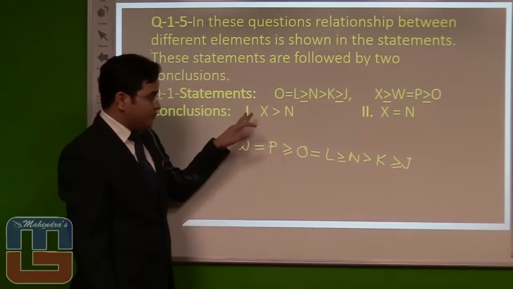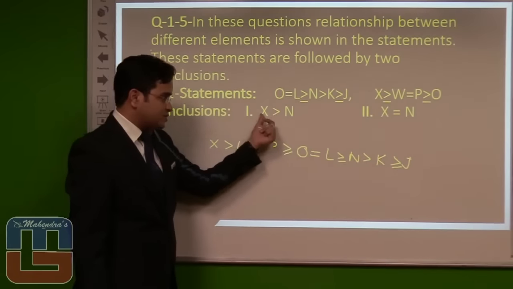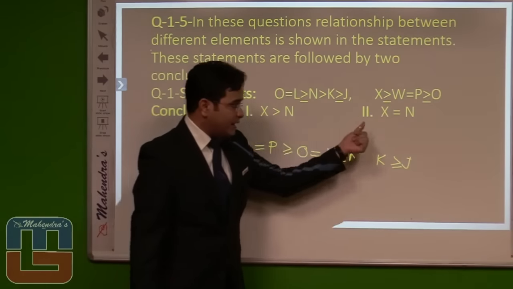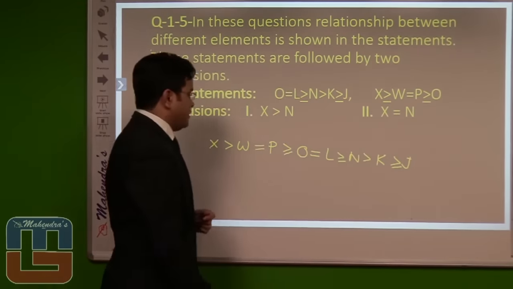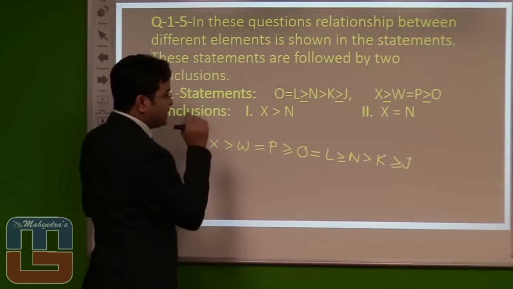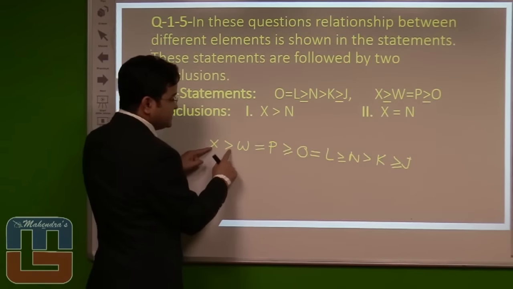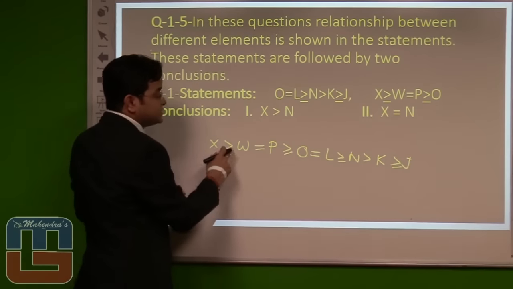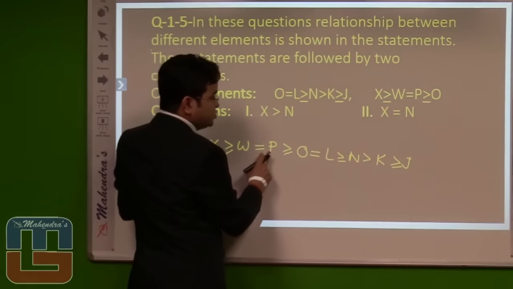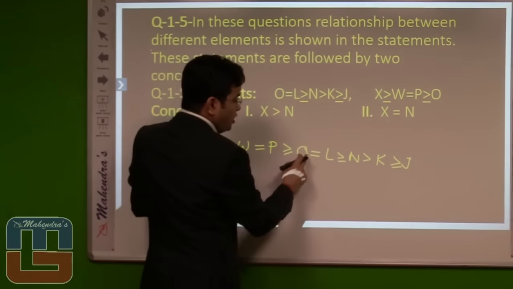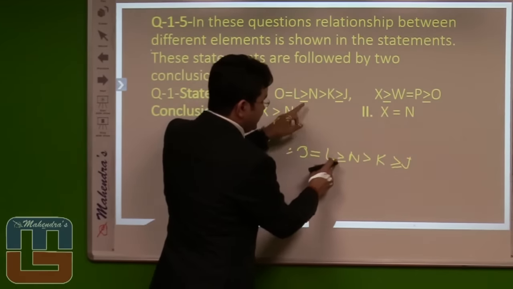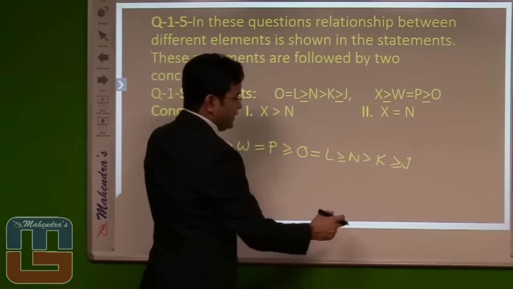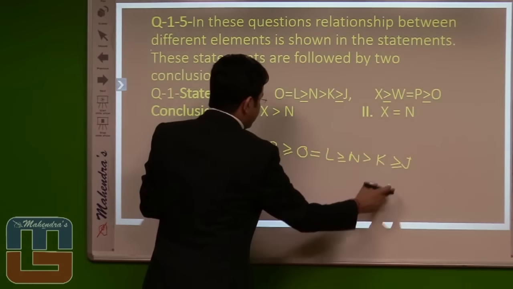Then you have to read out the conclusions. The first one is X greater than N, and the second one is X equals to N. The last one says X less than W, it is less than equal to. So X less than equal to W, W equals to P, P greater equal to O, O equals to L, L greater than equal to N. Got it? N greater than K, K greater than equal to J.